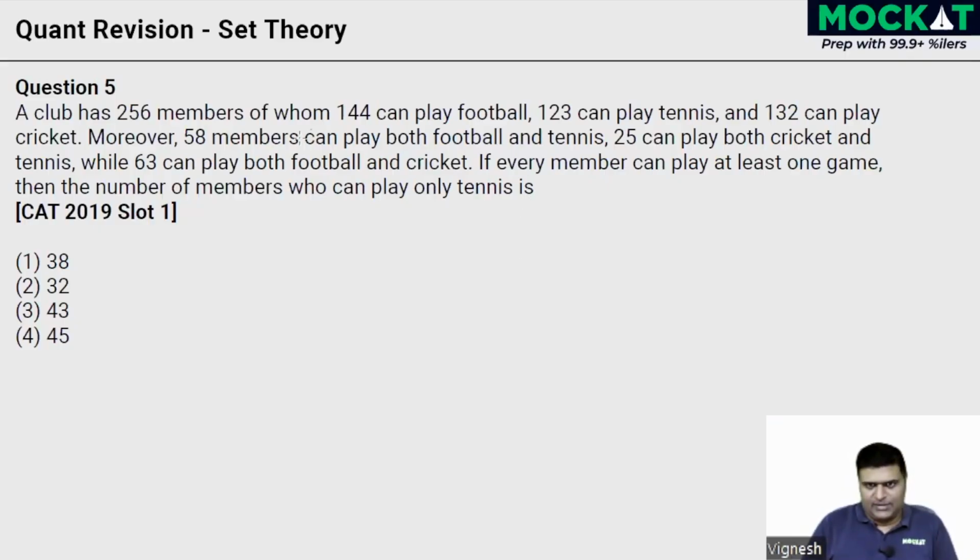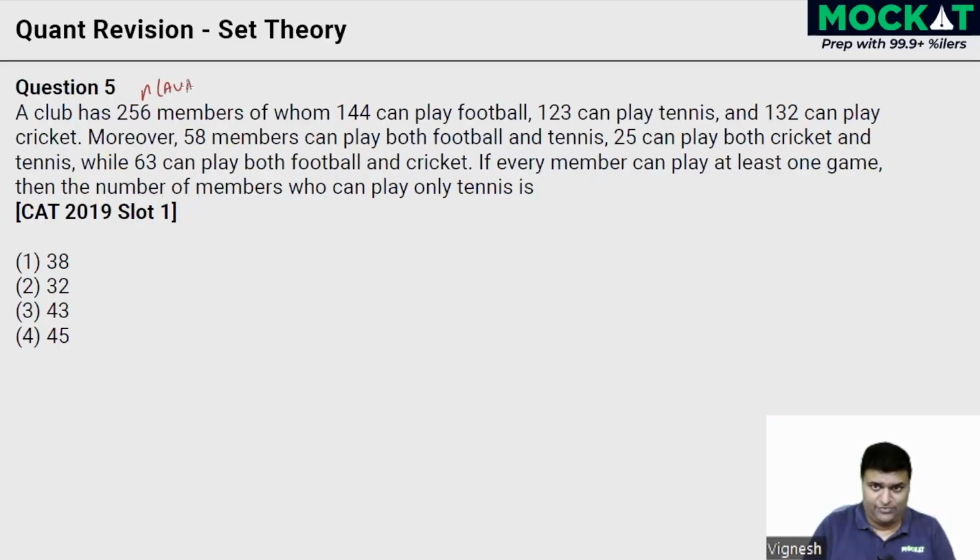Right. So let's look at question 5. A club has 256 members, of whom 144 can play football, 123 tennis, 132 cricket, and all of that. Moreover, 58 can play both football and tennis. That is N of F intersection T. Then cricket intersection tennis is going to be 25. Football intersection cricket is given.